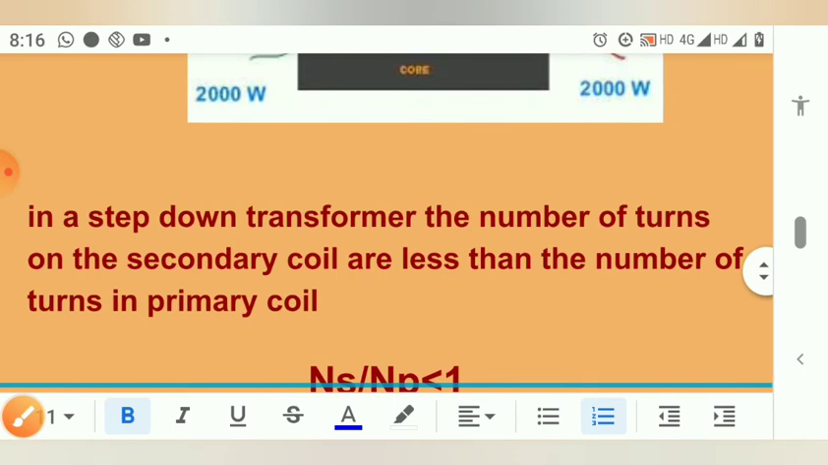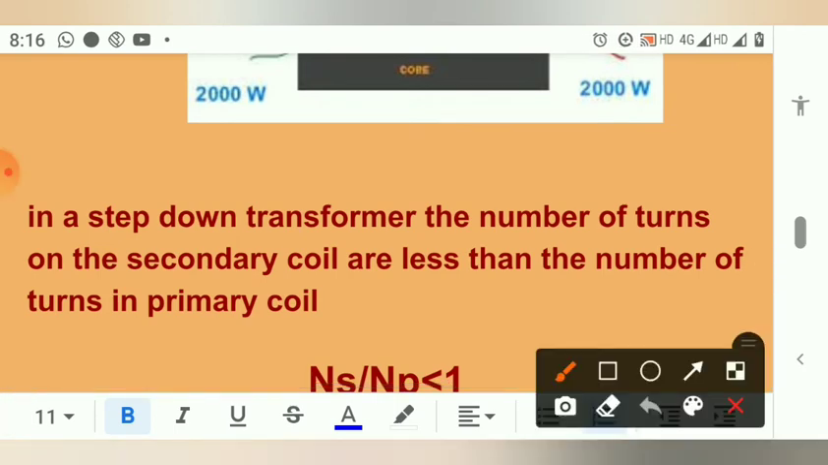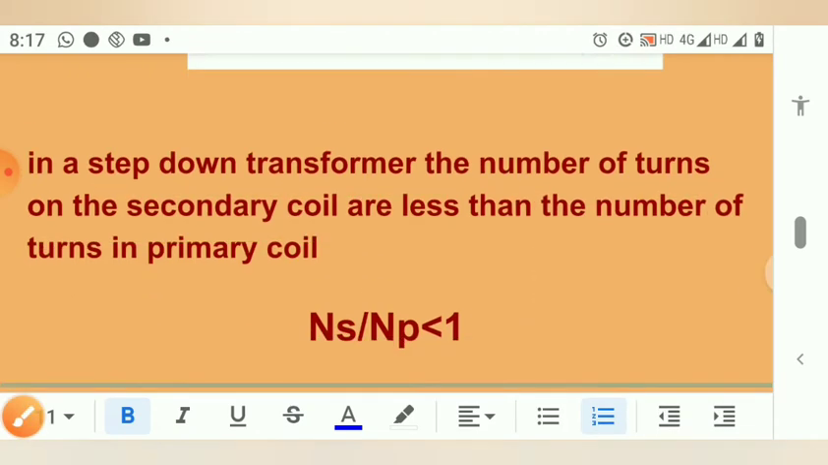In a step down transformer, the number of turns on the secondary coil is less than the number of turns on the primary coil, which I have taught you earlier, okay.